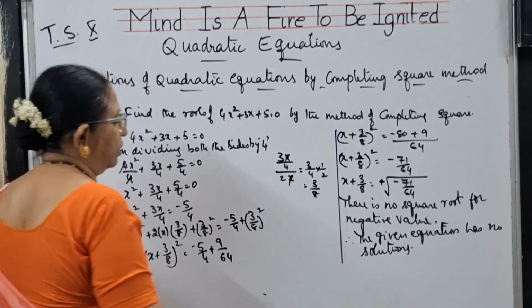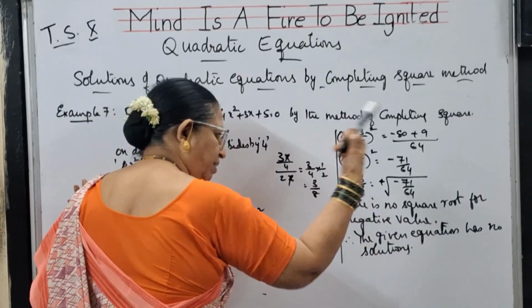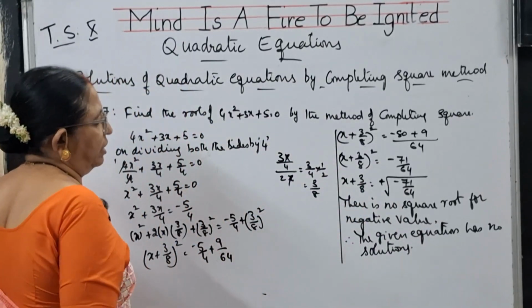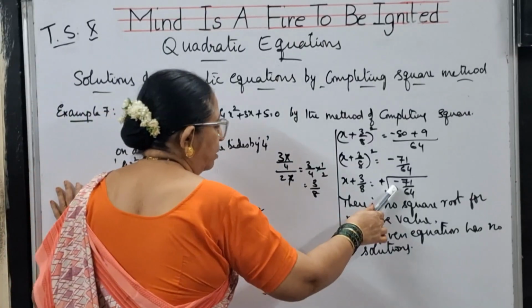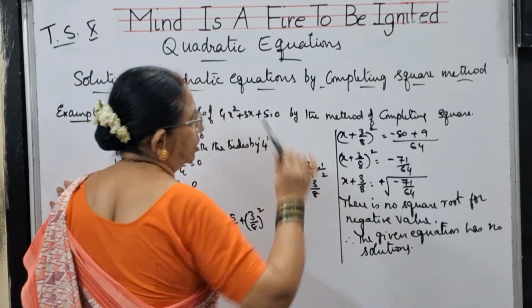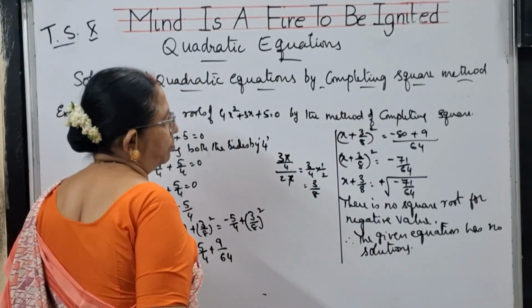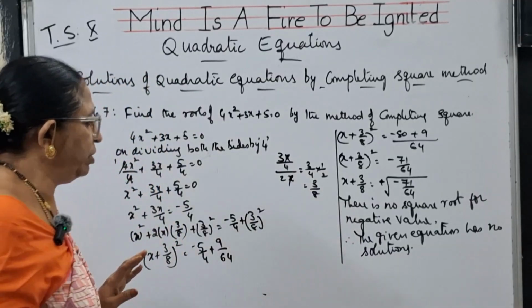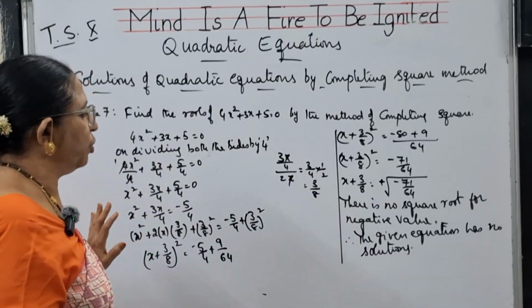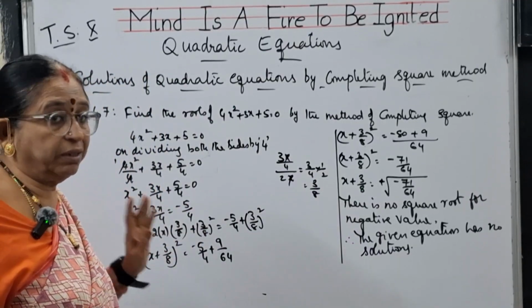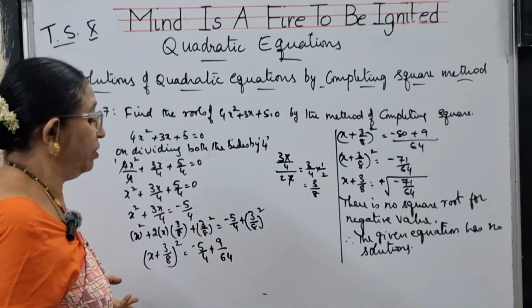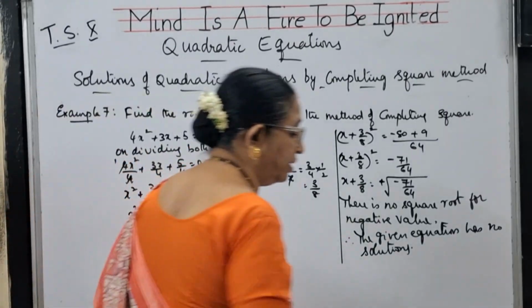Why? Because here you have got that. Even if I send it to the other side, it is of no use because it is not possible to get an answer for it. Then you cannot solve the problem further. So with this you can stop and you can say that there are no roots for this given equation. I hope I am clear, children.